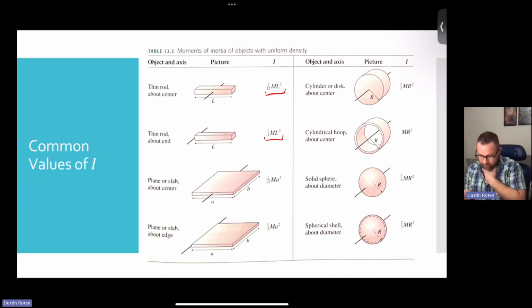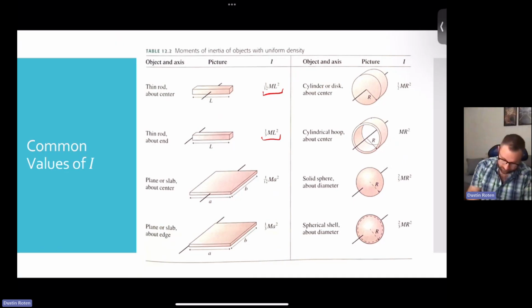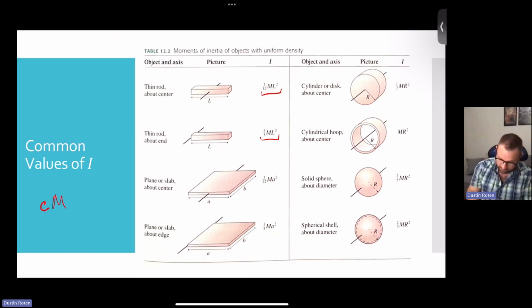We also have a plane spinning through the center or spinning about its edge. We have cylinders, a circular hoop, spheres, depending on how they're rotating. So what you'll notice is that it's always some sort of coefficient, some value, times the mass of the object, and then here it could be the length of the object, it could be the area of the object, or it could be maybe the radius of the object. So all of these are squared. So there is a pattern to it, a way you can calculate it. And it just depends really on the object that you're looking at exactly how it's calculated.